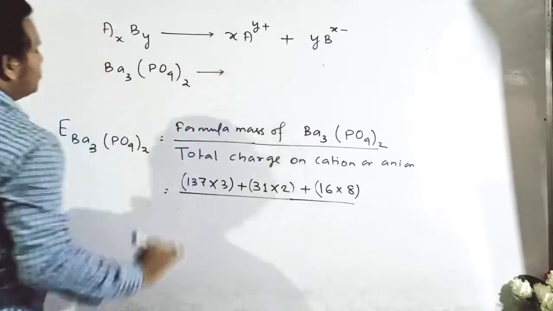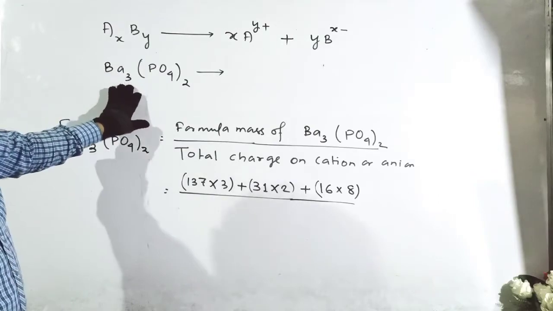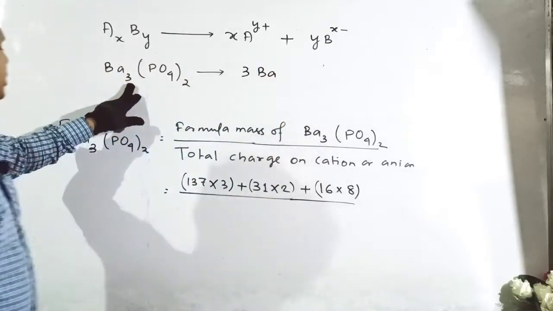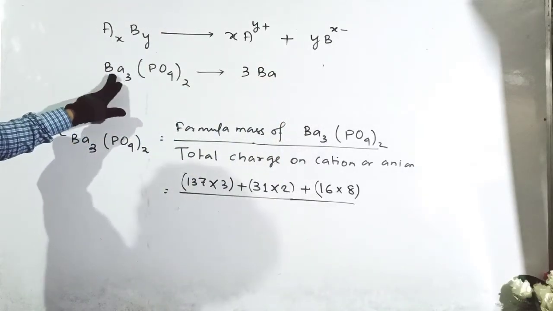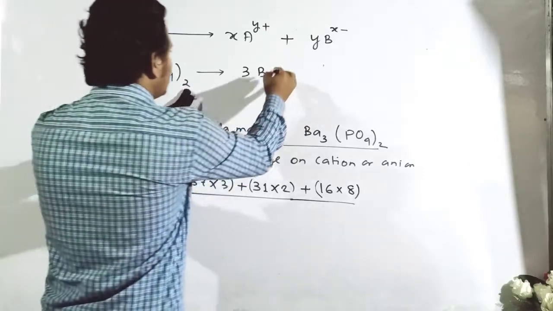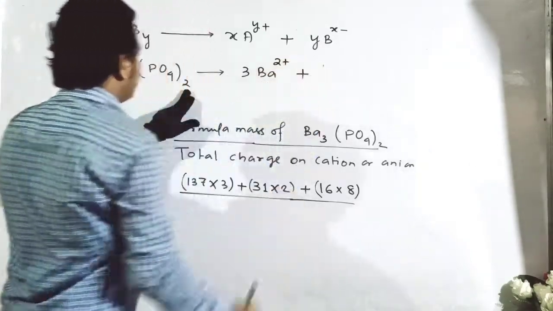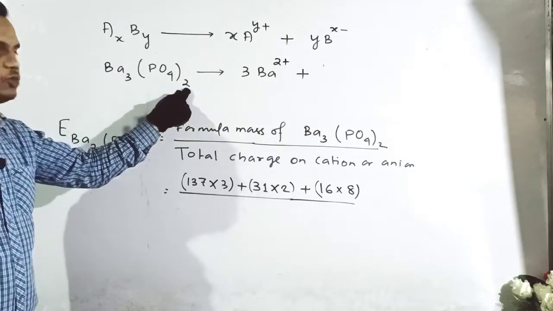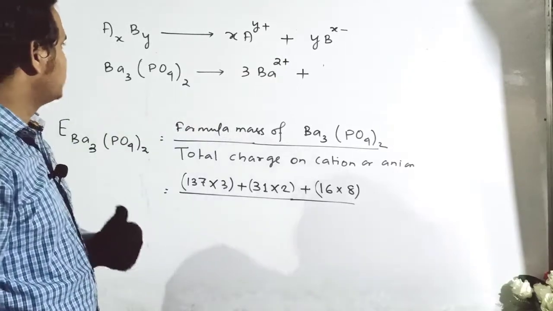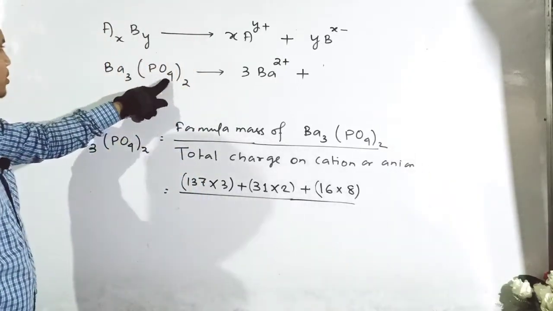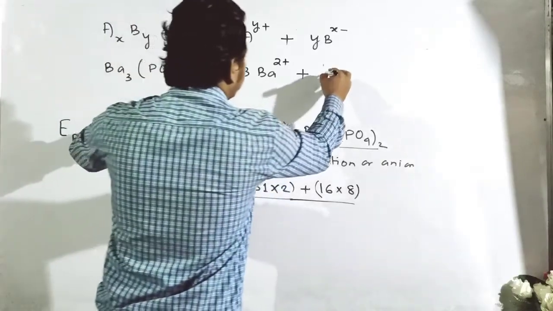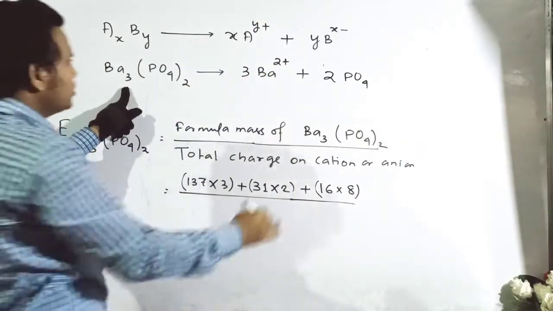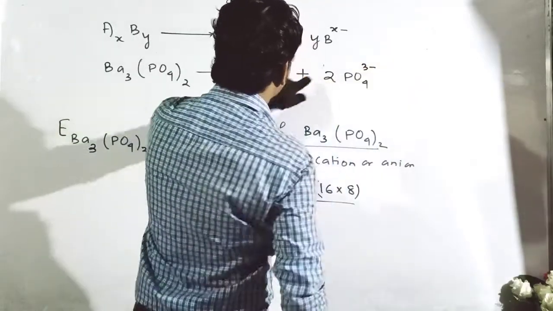So this can be broken. Barium, how many times? 3 times. So 3 times of barium. Okay. What is the charge? Second one, 2 positive. Plus barium 3 times, so 3 times of Ba, charge will be 2 positive. Plus next PO4. How many times? 2 times. So 2 times of PO4. What will be the charge? First one, 3. So it will be 3 negative.